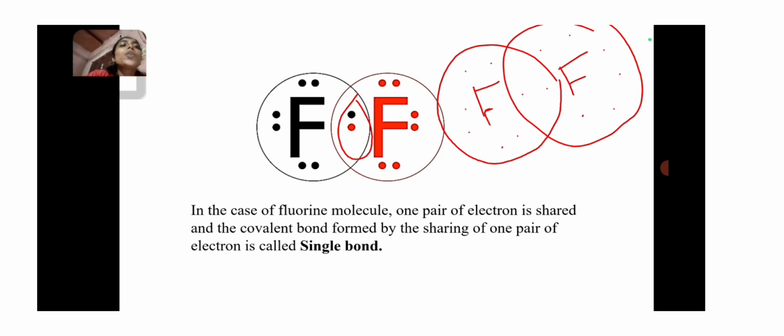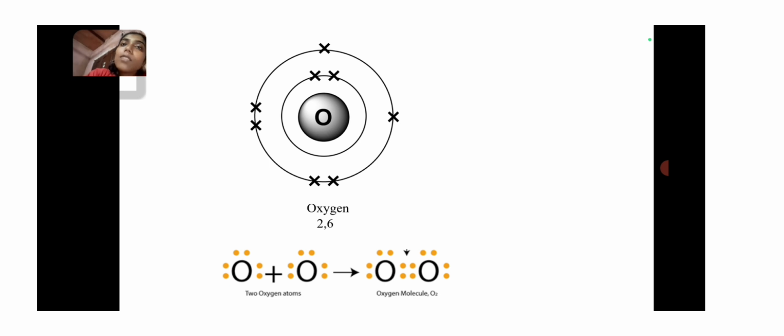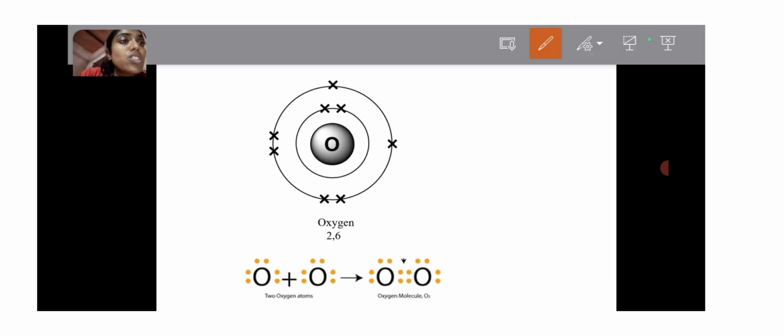So now we can consider another atom, oxygen. The electronic configuration of oxygen is 2,6. That is, one oxygen atom needs two electrons in order to attain stability. One oxygen atom is having 6 electrons in its outermost shell. Another oxygen atom is also having 6 electrons in its outermost shell.